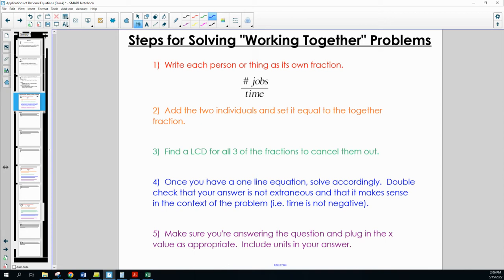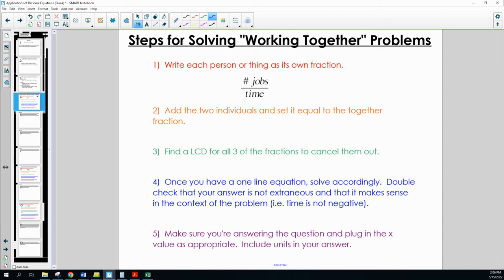These are the steps that we should follow. We're going to write each person or thing as its own fraction, and the fraction would be the number of jobs over the time. We're going to add the two individuals and set it equal to the together fraction. And then once that's set up, it's just basic solving rational equations, where we're going to find an LCD for all three of the fractions to cancel them out. And then once you have a one-line equation, we're going to solve the equation accordingly.